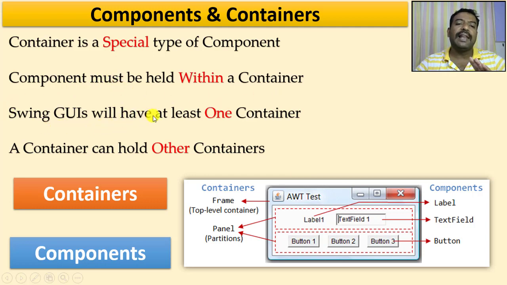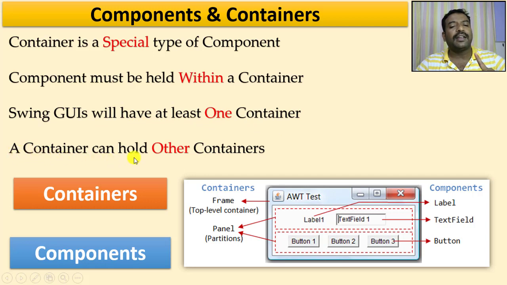Swing GUIs will have at least one container, because if you don't have at least one component, then the GUI itself is a waste for us. It can be a label as a text or a button as an action. Whatever it is, you need to have at least one component, and to put that component you need to have at least one container. That is what the Swing GUI will have or should have, at least one container.